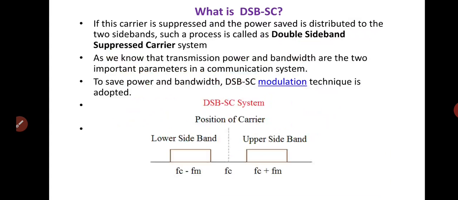In this lecture we are going to study the concept of the suppression of carrier, single sidebands, and the advantages of suppression of carrier and sidebands, and the vestigial sideband transmission and its advantages and disadvantages of this VSB.